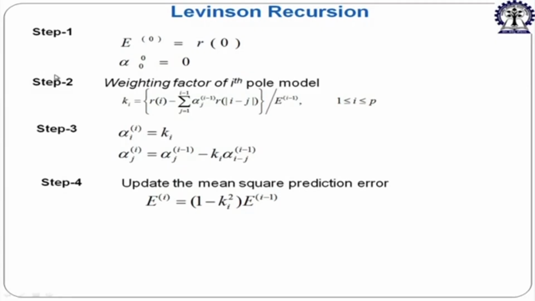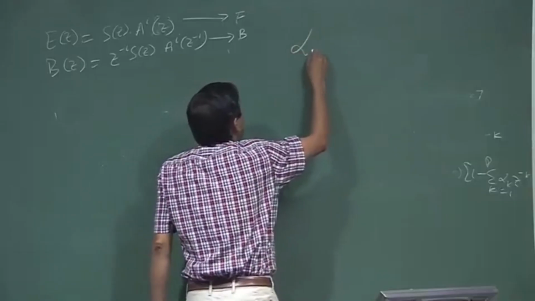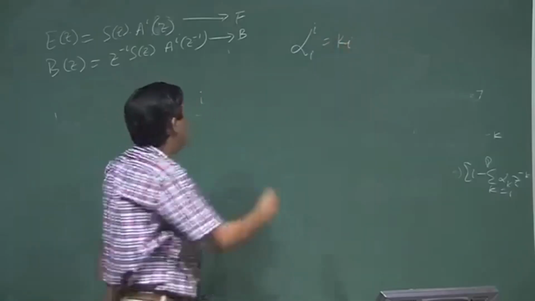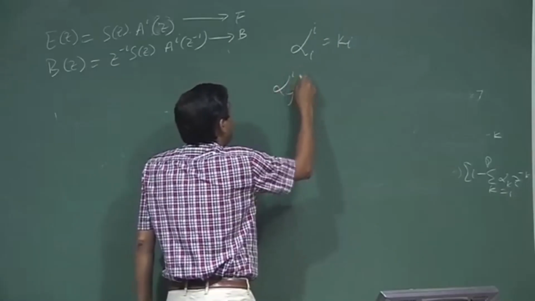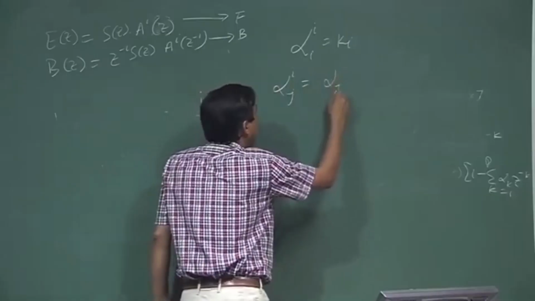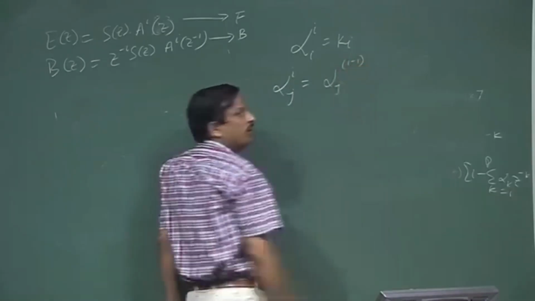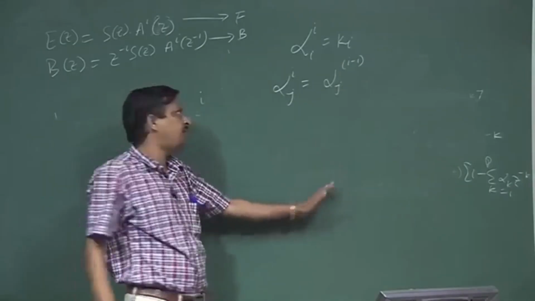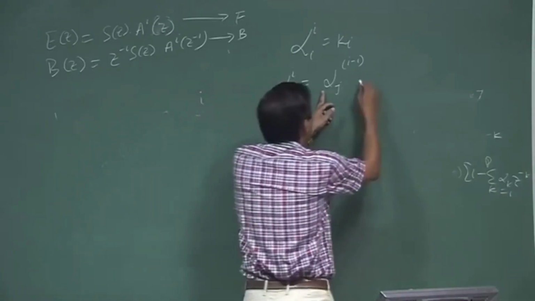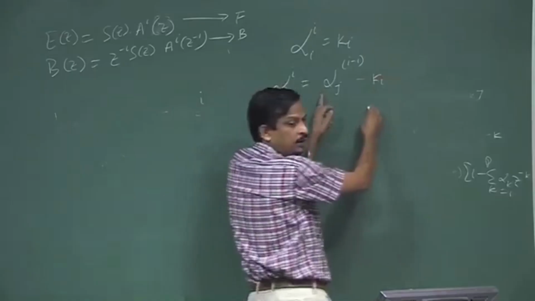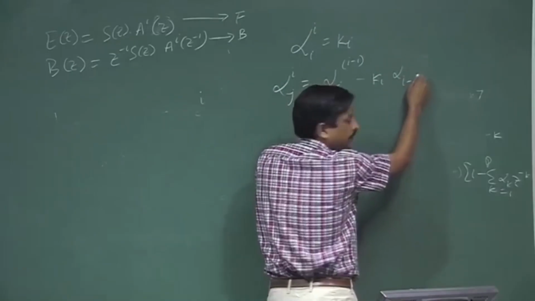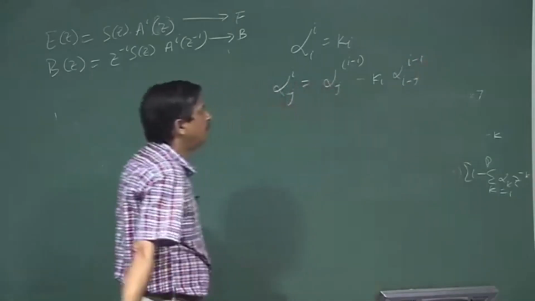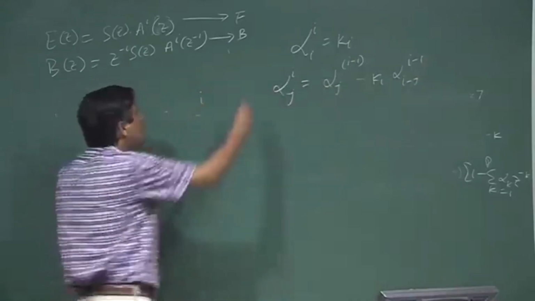So in the Levinson recursion, take this one, alpha i i is equal to K_i. Similarly, alpha j i is equal to alpha j i minus 1. Levinson recursion says that the current step can be estimated from the previous iteration. So it is the previous iteration's alpha value minus K_i times alpha i minus j, i minus 1. Okay, so this is the Levinson recursion.